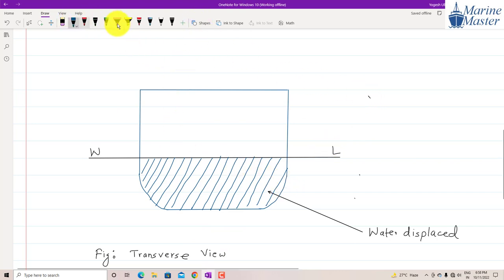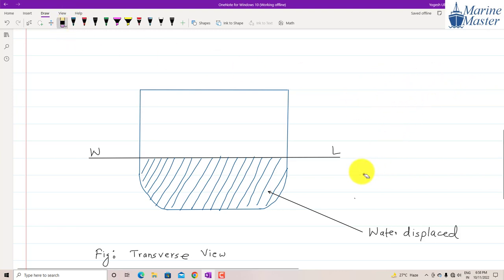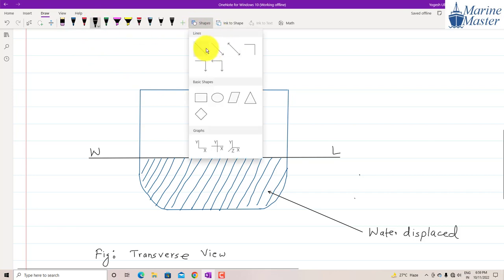Suppose this is a longitudinal view of the ship. Just imagine that this is a longitudinal view, and some person is observing the ship from where? That person is observing the ship from the front side. So here try to understand the scenario, what we have to do and how we are going to approach the things further. So this is water, the transverse view of the ship. Now what are the things we can show on this transverse view?